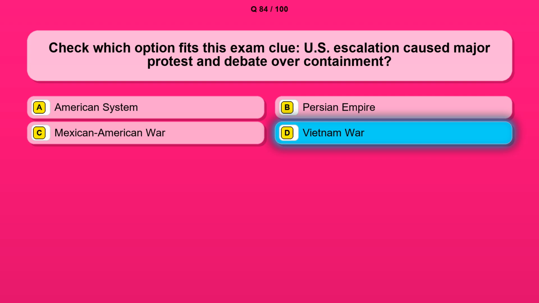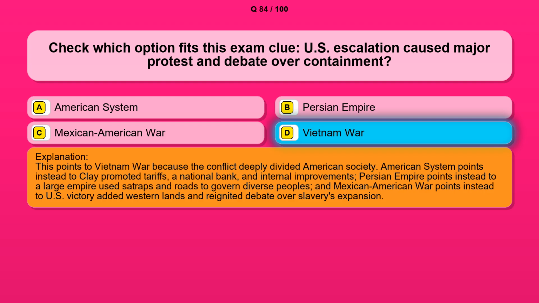The correct answer is option D, Vietnam War. This points to Vietnam War because the conflict deeply divided American society. American system points instead to Clay promoted tariffs, a national bank, and internal improvements. Persian Empire points instead to a large empire used satraps and roads to govern diverse peoples, and Mexican-American War points instead to U.S. victory added Western lands and reignited debate over slavery's expansion.